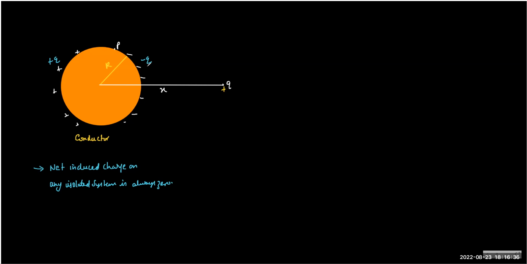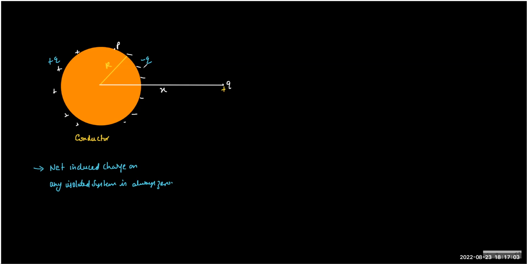How to get the potential of point P? If it had been a uniform distribution, we could have calculated using the formula KQ by R. But that is not the case here. We have plus also, we have minus also, we have another plus Q on the right side. So how to find the potential of a random point of this conducting sphere?